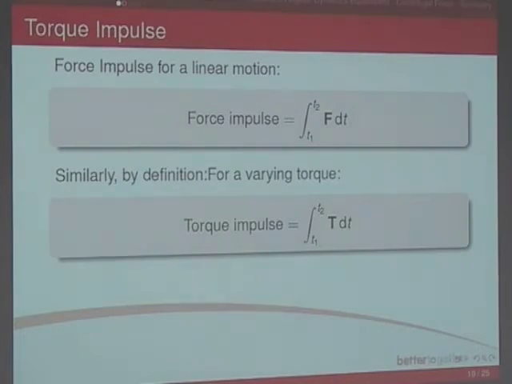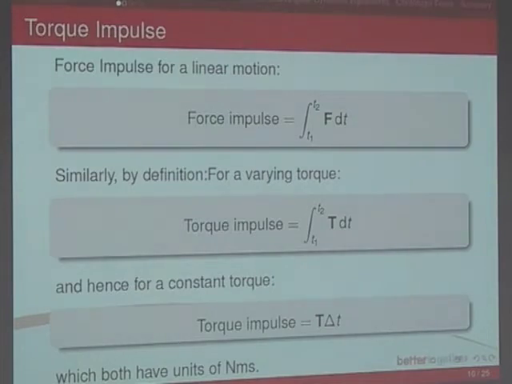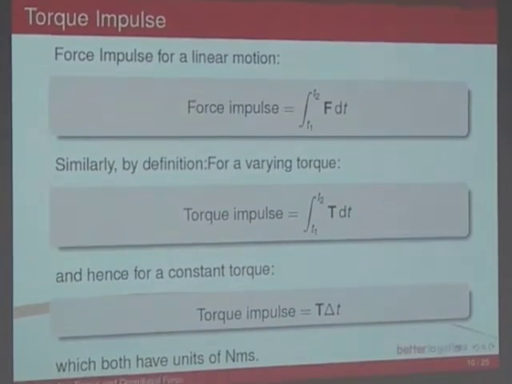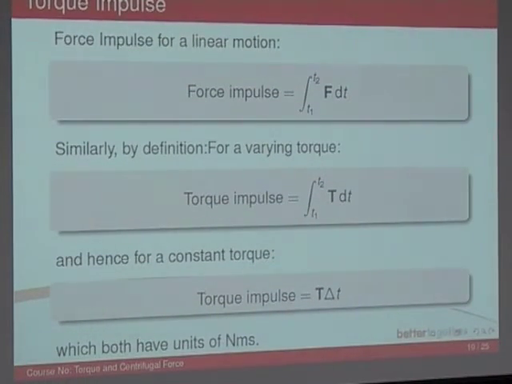Okay, well we can say, by definition, for a varying torque that we have exactly the same situation. All we're doing is replacing F with T, okay, and you have a torque impulse. And so for a constant torque, it's basically the torque times the time of application of that torque, which both have units of Newton meter seconds. Okay, so that's torque impulse.